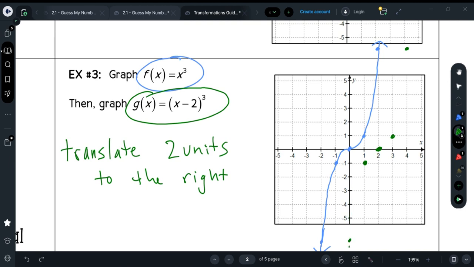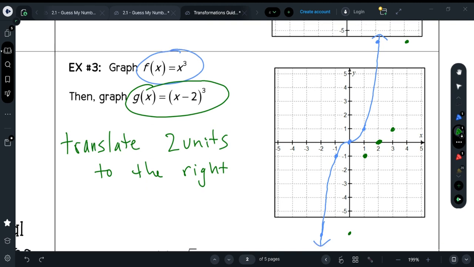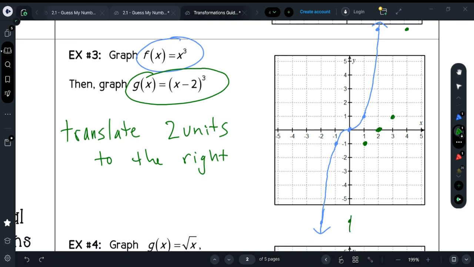Let me try that again. Here we go. We flatten out as we hit the middle point and then curves back up again. Put arrows on the top and the bottom. And there we have our original parent function in blue, and then our green function, which has been translated 2 units to the right. Same shape, just scooted over by 2.